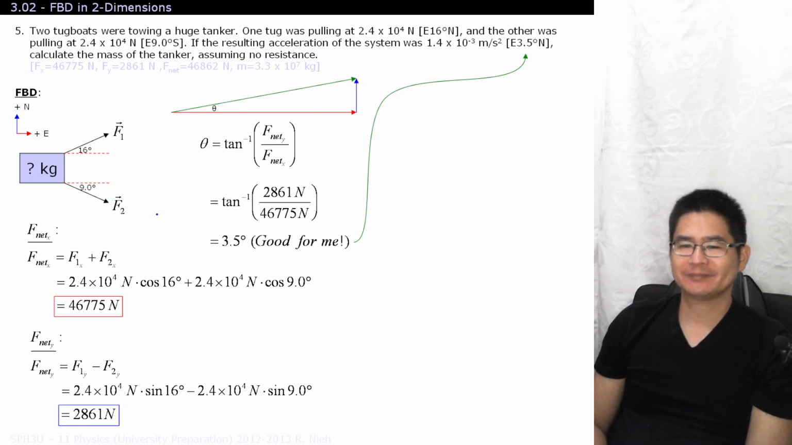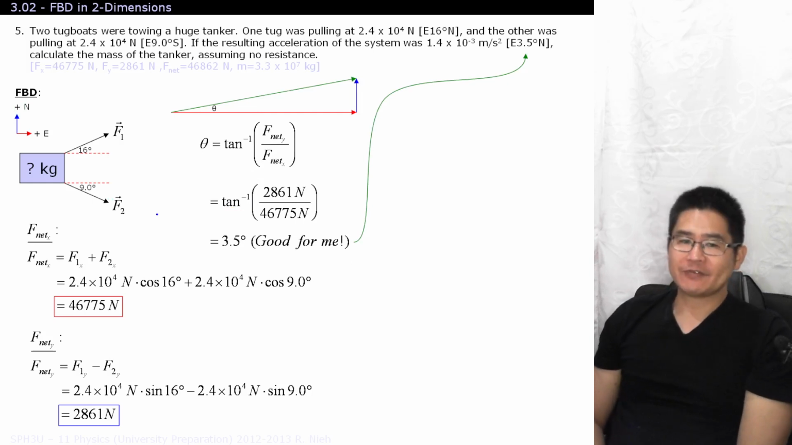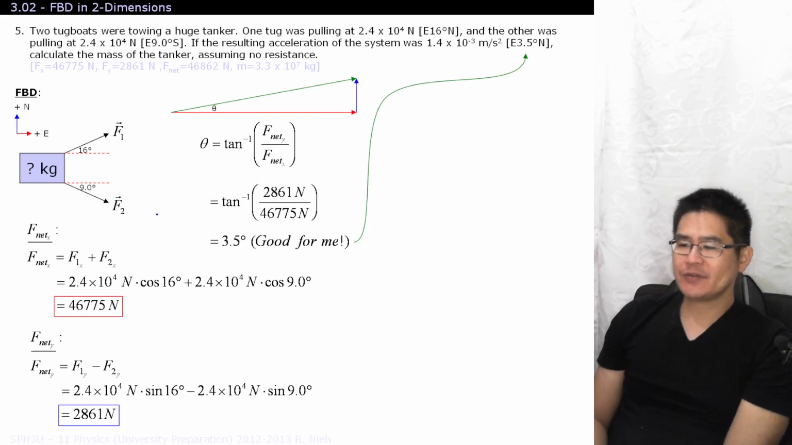Sounds good to me. All right. Not that you have to solve for the angle, because the angle is already given to you. Instead, you're more concerned about the mass.